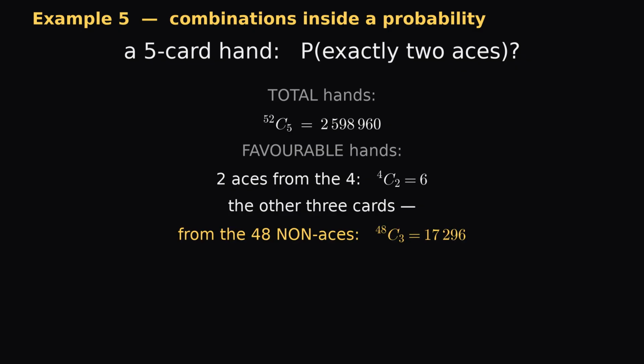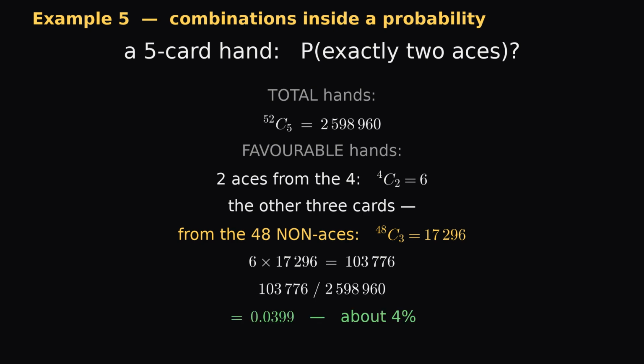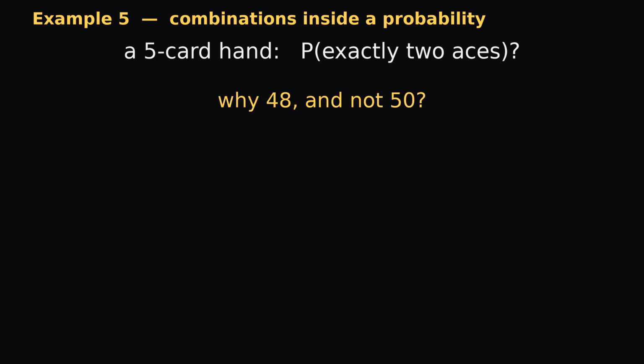And here's the bit that matters. You choose them from the 48 cards that are not aces. 48C3, which is 17,296. Multiply. 6 times 17,296 is 103,776. Divide. 0.0399, about 4%. Now, why 48 and not 50?